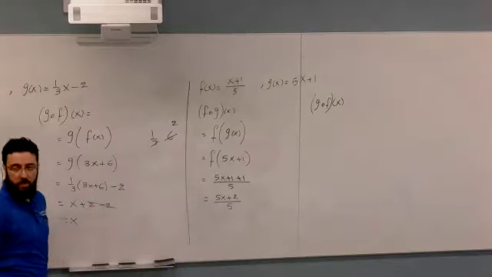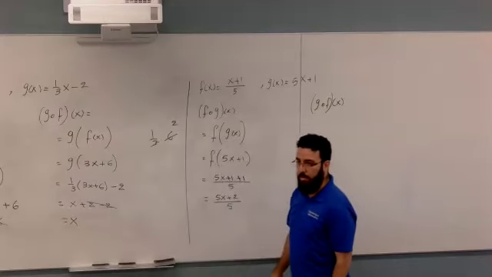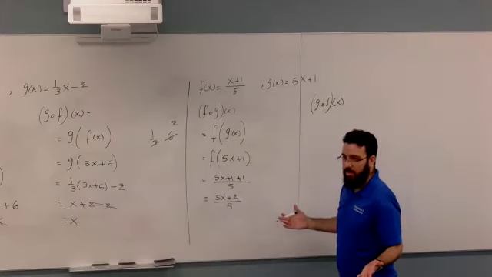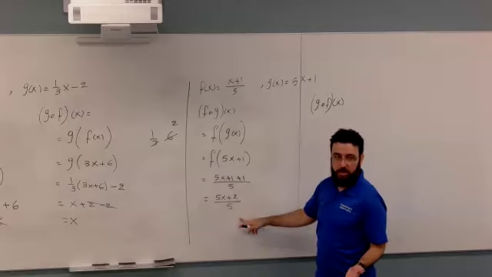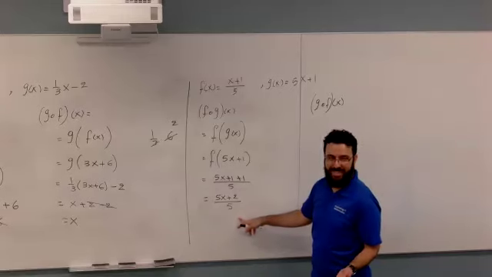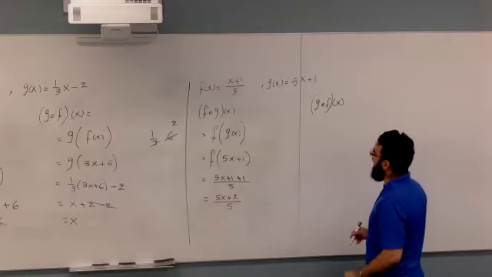Can I simplify it more? You can't. You can't cancel the 5 with the 5. No. I'm gonna give you 0 if you do that on the test. Don't cancel the 5 with the 5. Is that okay? Let's check the other side.